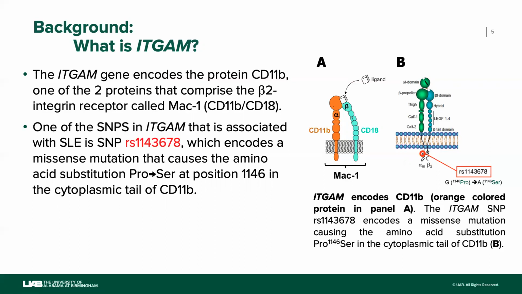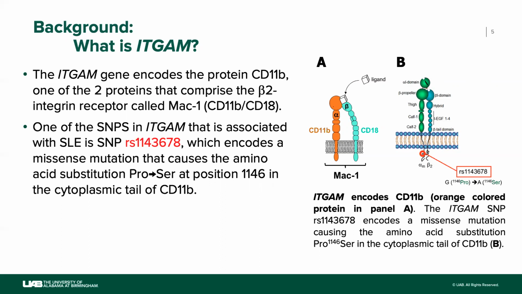And serine at position 1142 in the CD11B cytoplasmic tail is known to be a site of phosphorylation, and the rs1143678 encoded missense mutation introduces a second serine nearby that might also be phosphorylated and thereby render MAC1 on white blood cells from individuals carrying this SNP more responsive.